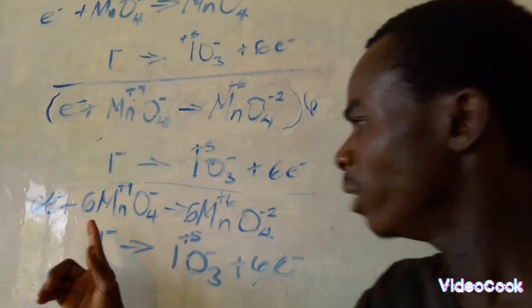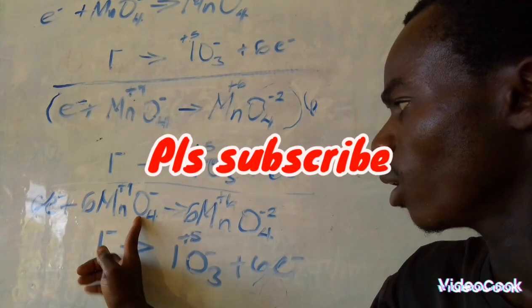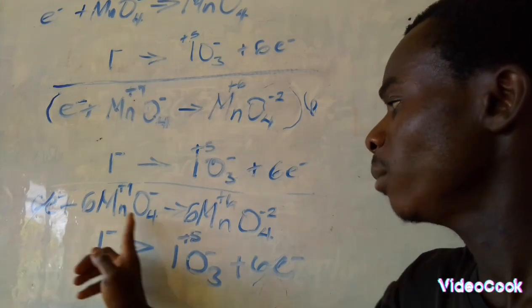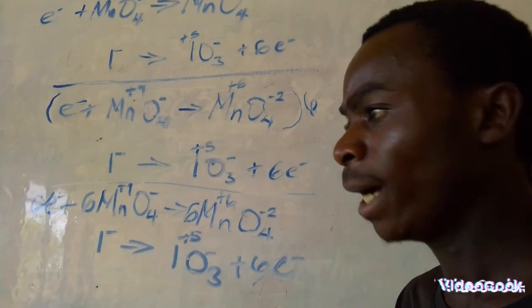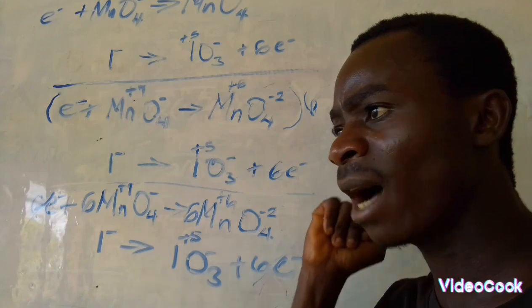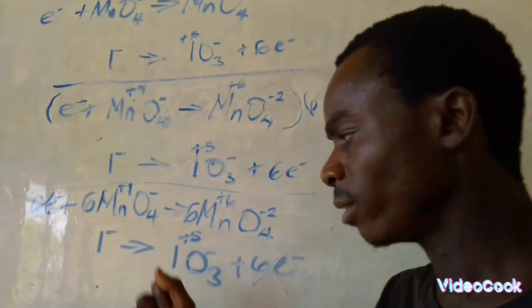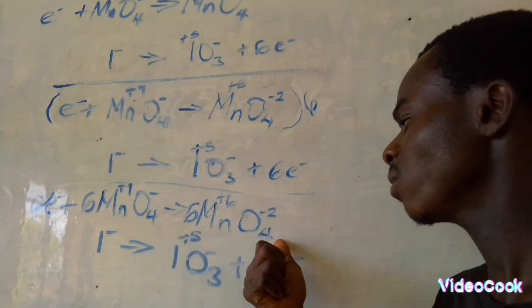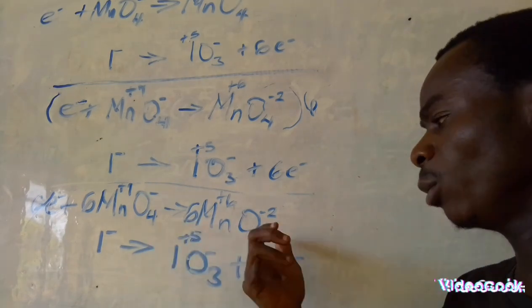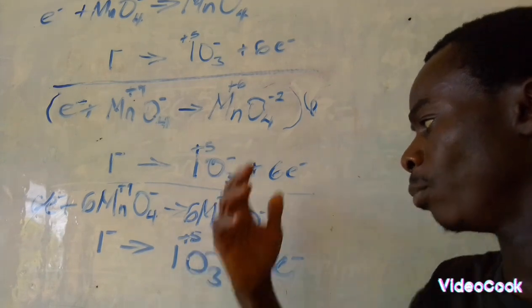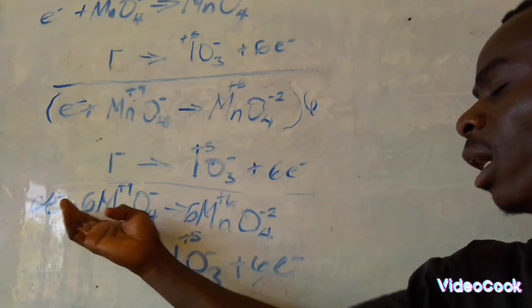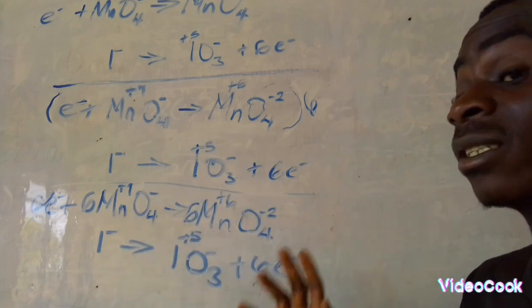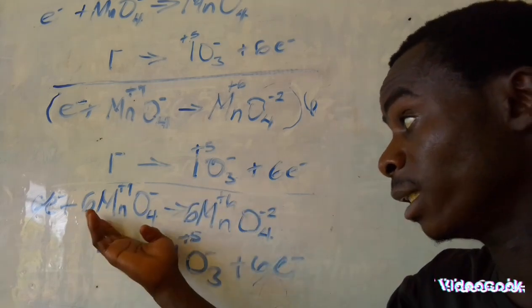Alright. Now we have oxygen. This 6 is affecting everything here, right? So 6 times 4 gives us 24. That means on the reactant side we have 24 oxygen. Let's come to the product side. We have 6 here times this 4, which gives us 24. That means on the product side all is balanced. So manganese and oxygen are balanced. Let's take them one by one.